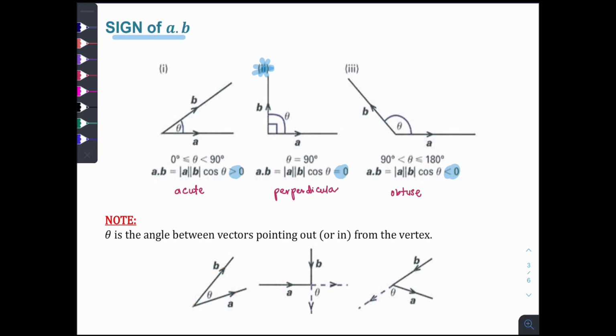For the second diagram, if both vectors are pointing in, then the angle that you are looking for is the angle between both vectors, or the opposite angle, which is the same. As for the third diagram, if one vector is in and one is out, then you are not looking for the angle between the vectors here, but the angle beside it. When you extend vector B over here, you notice that for B dot A or A dot B from the vertex, when both vectors are pointing out, you are looking for this angle.